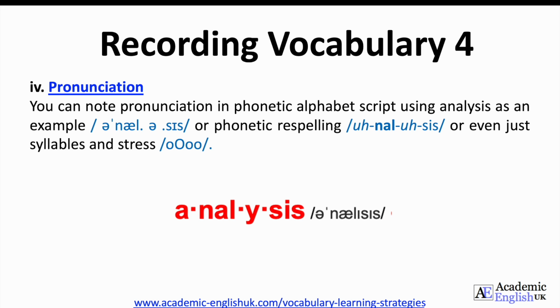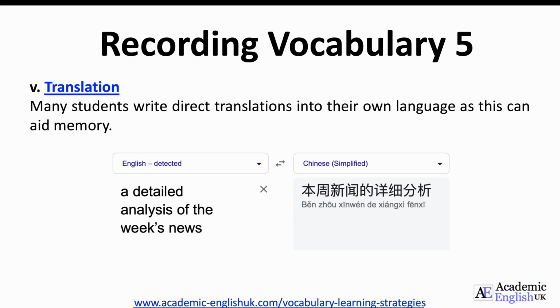Number 4, pronunciation. You can note pronunciation in phonetic alphabet script. So for example, using the word analysis, it would look like this. Or you can use phonetic respelling like this, or even just syllables and stress. Number 5 is translation. Many students write direct translations into their own language, and this can aid memory too.